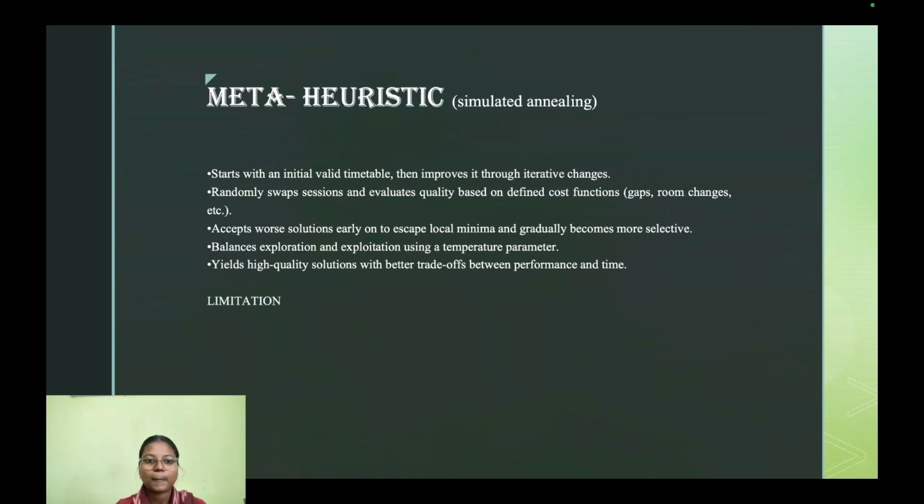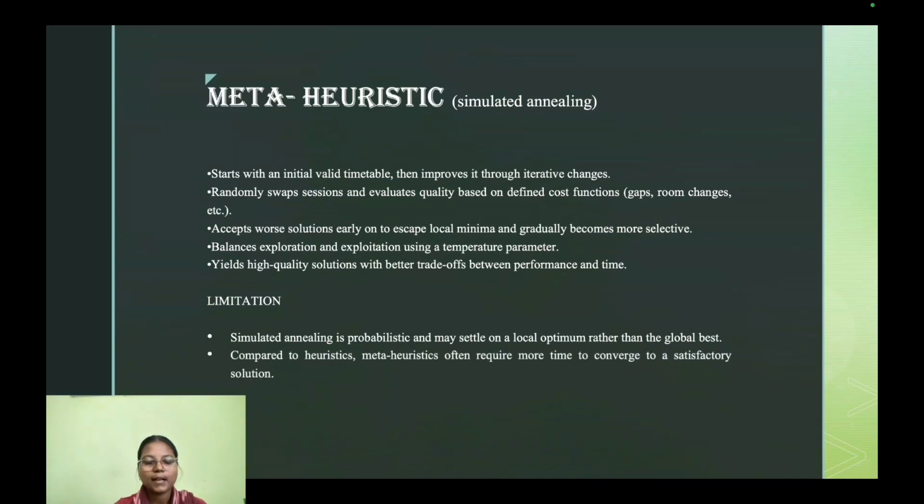We have some limitations of this meta-heuristic algorithm. First, simulated annealing is probabilistic and may settle on a local optimum rather than the global best. And second, compared to the heuristic, meta-heuristics often require more time to converge to a satisfactory solution.